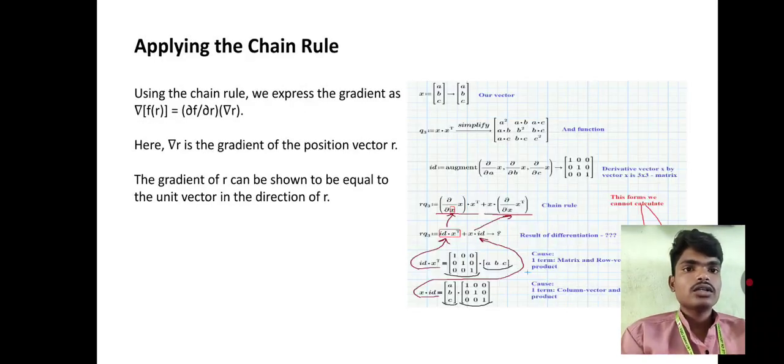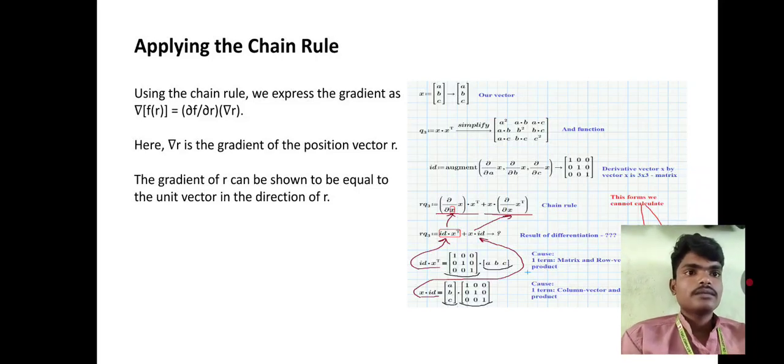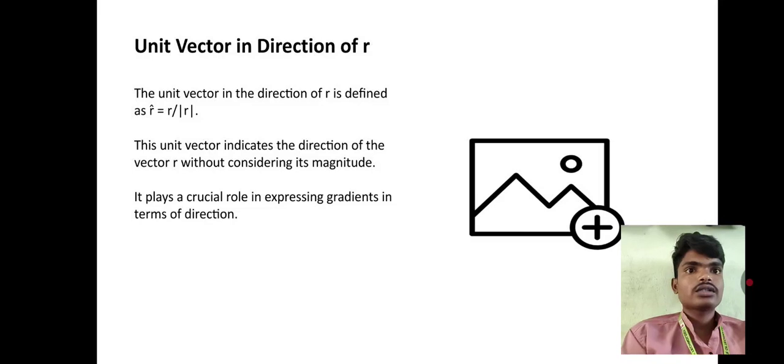Applying the chain rule. Using the chain rule, we express the gradient as del f of r is equal to ∂f/∂r del r. Here del r is the gradient of the position vector r. This gradient of r can be shown to be equal to the unit vector in the direction of r. Unit vector in the direction of r.